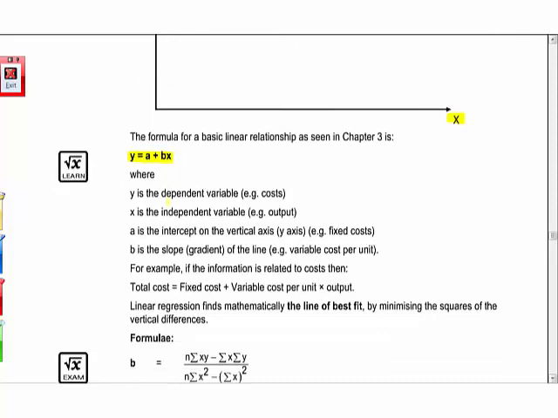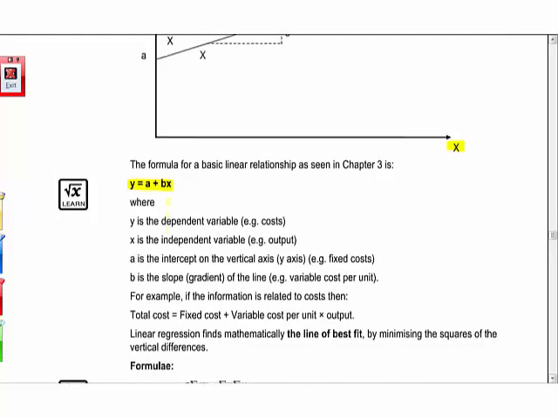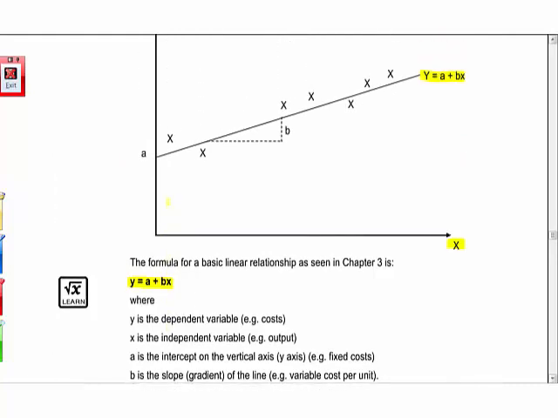Linear regression then mathematically finds this value of the line of best fit, and the way that it does it, if we look at the diagram, is it draws a line through all of the points. And the way in which that line is plotted is by taking the distance between the line and the points and squaring it, and it's the sum of least squares, or the line of best fit.